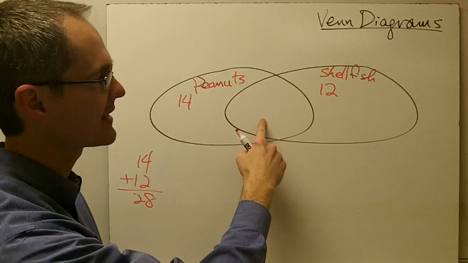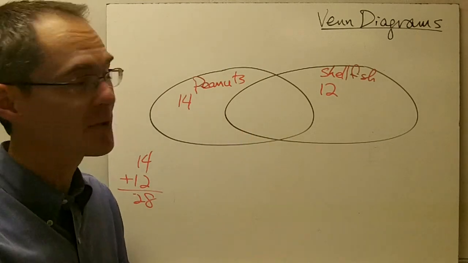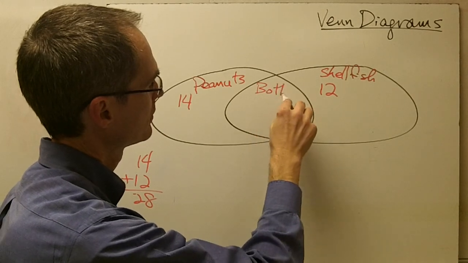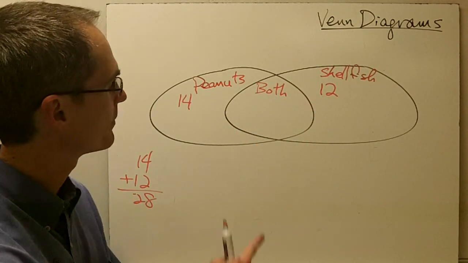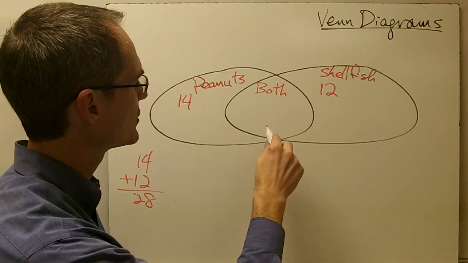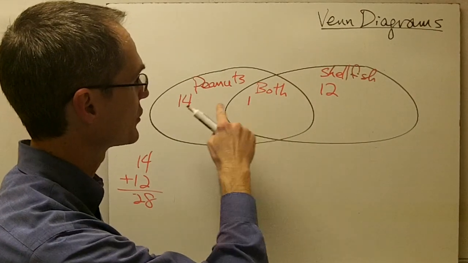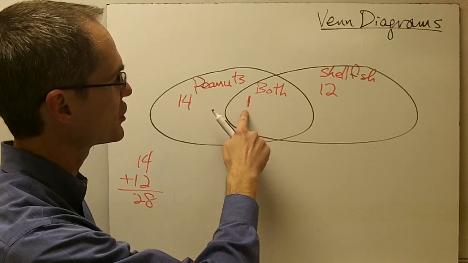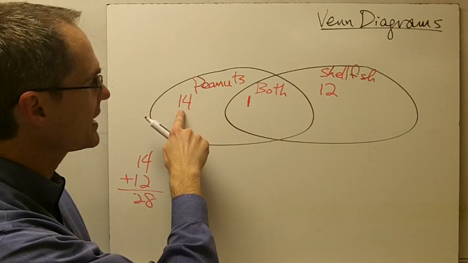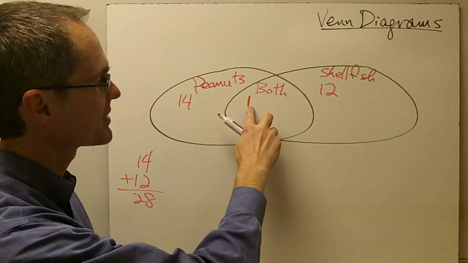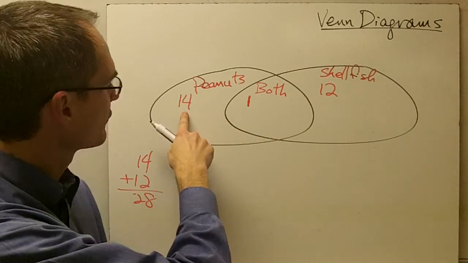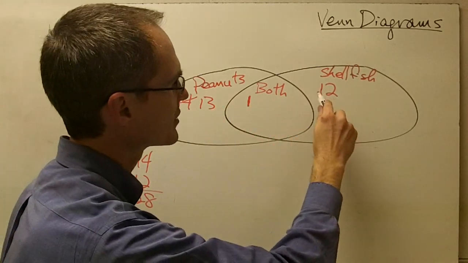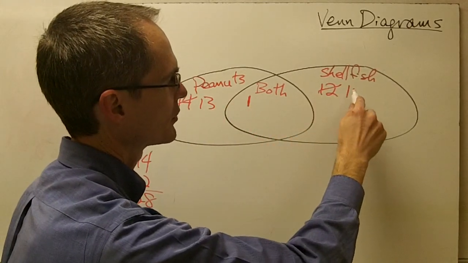So at this point, I don't know exactly how many students there are who are allergic to both. Let me write both here, since that space in there is students who are allergic to both. Let me start out by saying, well, maybe there is just one student who's allergic to both peanuts and shellfish. Well, if I'm going to put one student here who's allergic to both, I've only got a total of 14 who are allergic to peanuts. One of them is now allergic to both, so I need to subtract one from my 14, and I need to subtract one from the number who are allergic to shellfish.